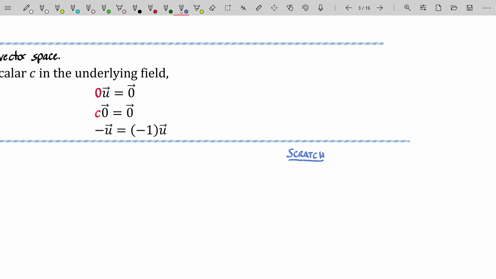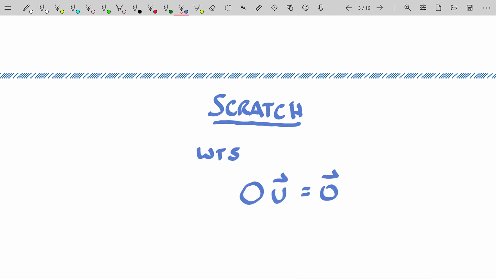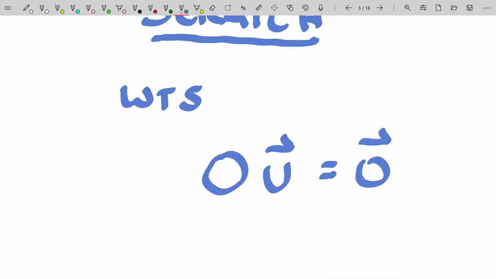So it's all your kind of messy work before you get to the actual proof. And if I want to prove this guy right here, let me go ahead and just say, I want to show, that's what WTS means. I want to show that 0, the scalar 0, times any vector u from our set of vectors should equal the 0 vector. Now I'm allowed to assume that I have a vector space, right? Because "let V be a vector space" is the very first sentence. So I'm going to go ahead and assume that all 10 axioms are satisfied.